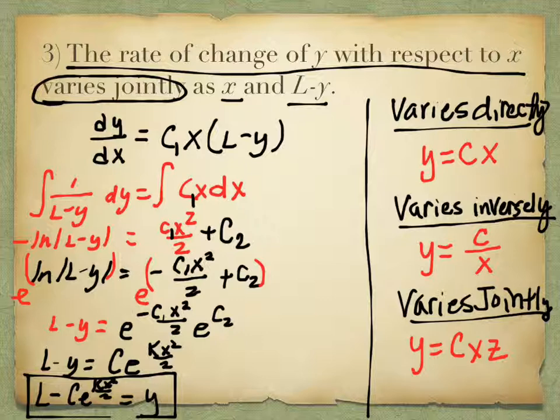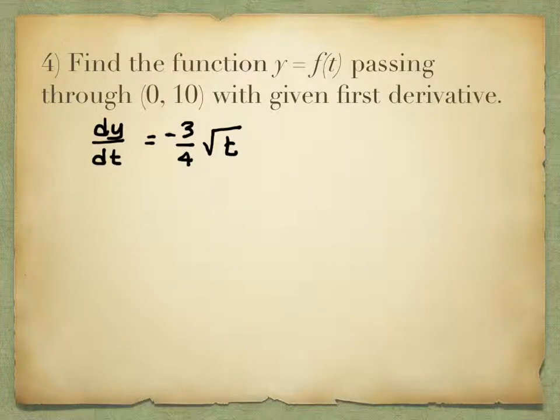Let's take a look at the next one. This one actually asks us to find a function, y equals f of t, passing through (0, 10) with the given first derivative. So this one has this extra piece of information at the end, that I've got a (0, 10). What's that going to allow me to do? Find C. It's going to allow me to find C. That's the difference in this problem. That's the only difference, really. So how will the problem start?